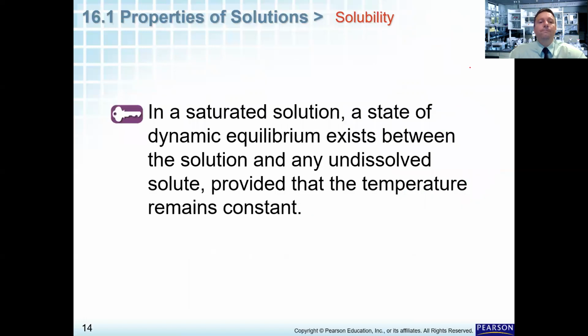Real important term. In a saturated solution, a state of dynamic equilibrium exists between the solution and any undissolved solute, provided the temperature is constant. Because if you increase the temperature, now more of it is going to dissolve.